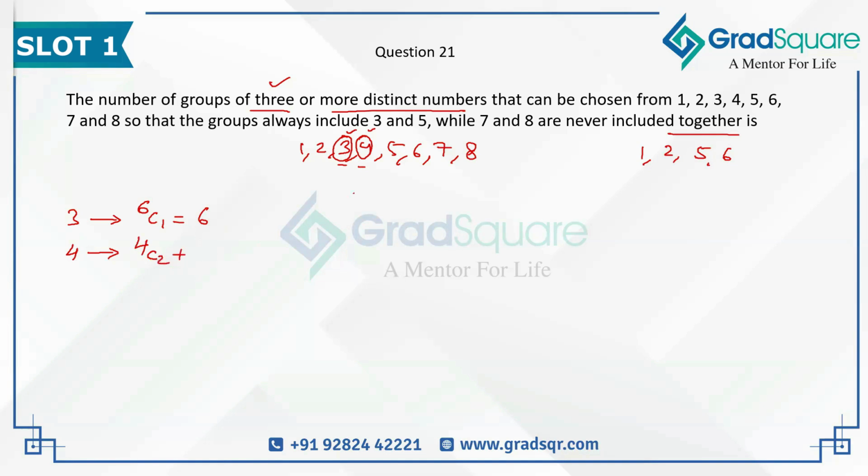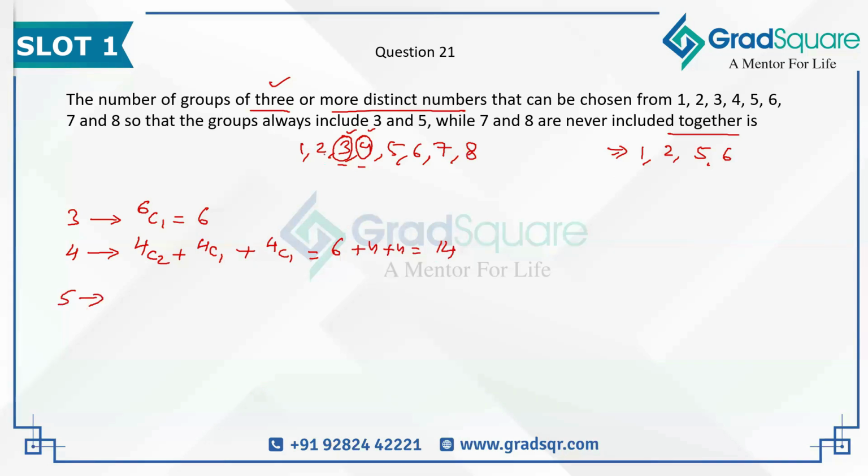Or what can I do? I can take a 7 as already there. So 3, 5 and 7 are already there, right? Then 8 cannot be there. Then out of 1, 2, 4, 6, I need only one more number, because I've taken 7 also, right? Now drop 7 and take 8. Again, out of 1, 2, 4, 6, you can select one number. So that is 4C1. Clear? So 4C2 turns out to be 6, plus 4, plus 4, which is going to give me 14 selections possible of 4 numbers.